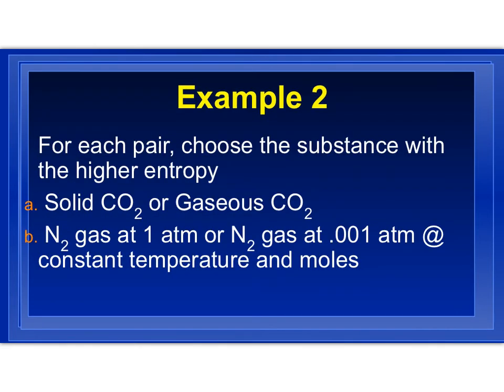In this second example, gaseous CO2 would have the higher entropy, because there's going to be more randomness in movement of the gas particles versus solid particles. And in part B, the nitrogen gas at 0.001 atmospheres will have a larger volume than nitrogen gas at 1 atmosphere. Remember that pressure and volume are inversely proportional to one another as long as temperature and moles stay constant. So once again, an increase in volume due to the smaller pressure will give more randomness to that nitrogen gas.